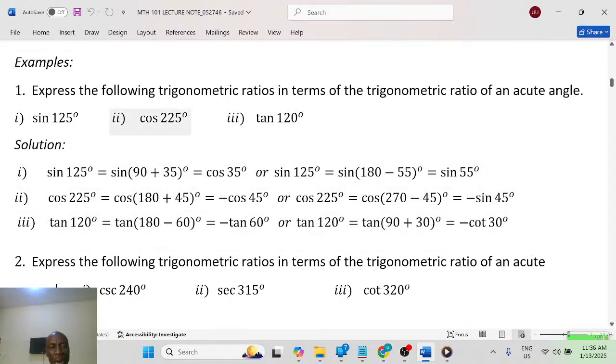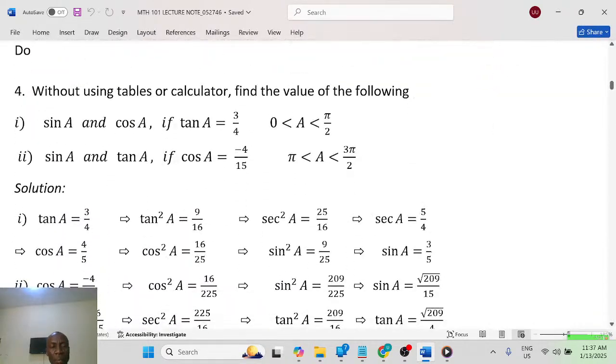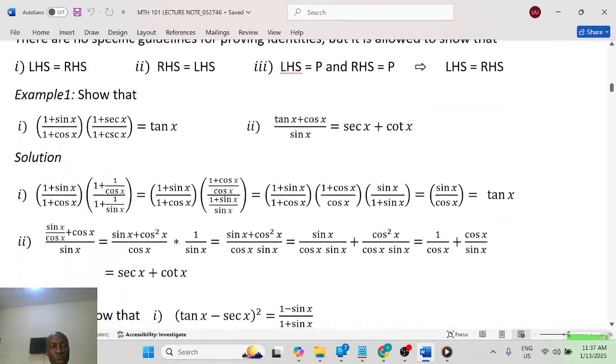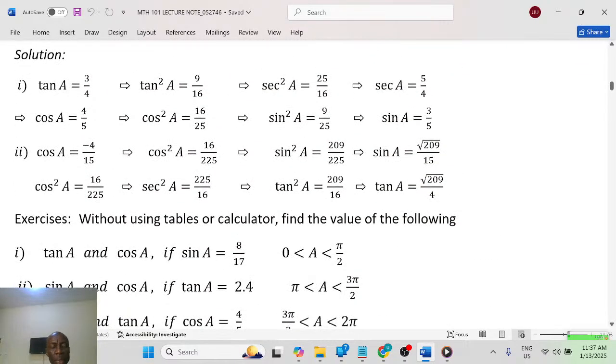Now, for the other one, we have cosine 225. 225 falls in the third quadrant. And we know that cosine is negative in the third quadrant. That is why we have cos 225 is equal to cos 180 plus 45 degrees, which gives us the answer as minus cos 45. And the last one, you see it there, involves tan.